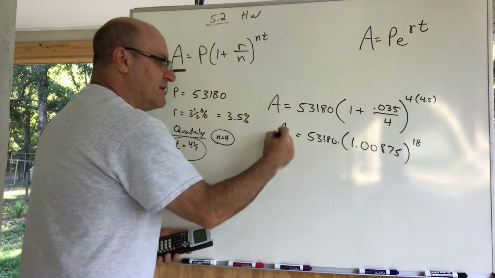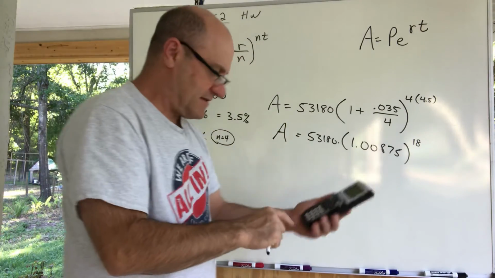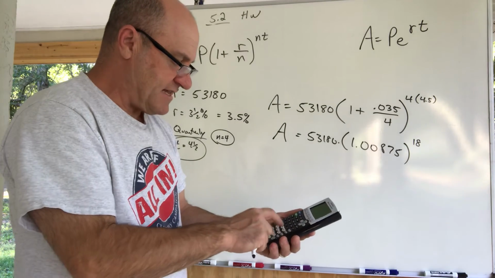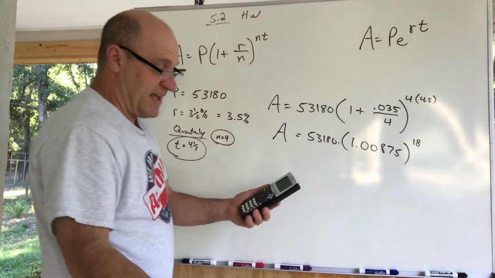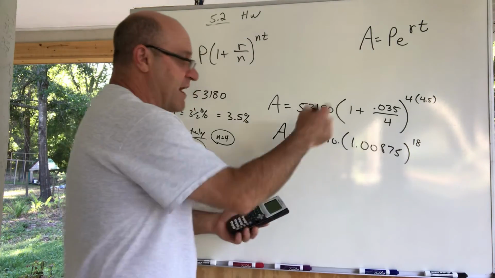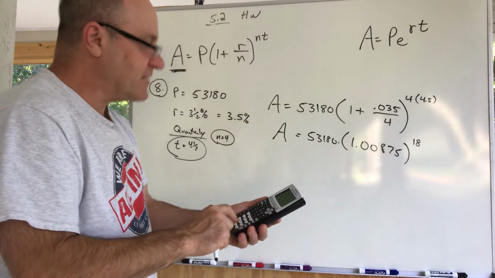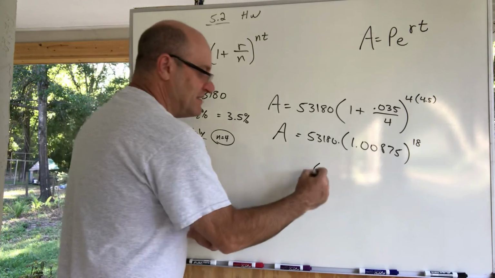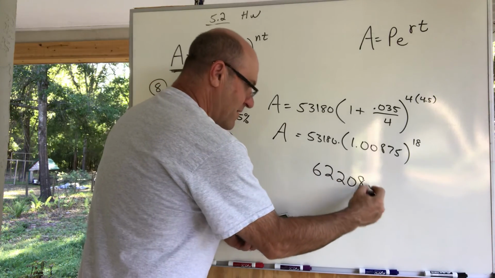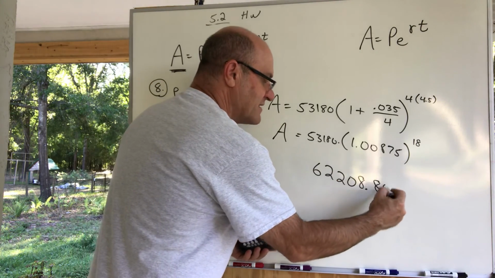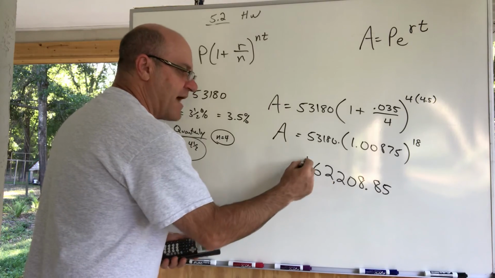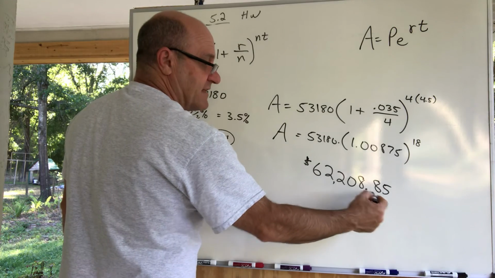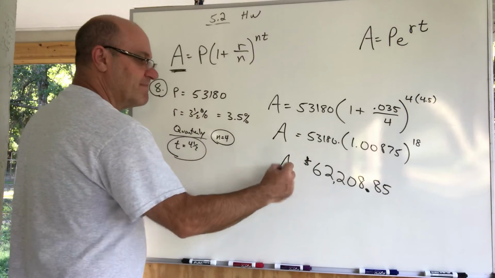And so now I'm ready to do a couple more moves. Let's see. 1.00875 raised to the 18th power is some little decimal, 1.17 roughly. I'm going to go ahead and multiply by the 53,180. And the answer is 62,208.85. In all these money problems, we should round to the hundredths place, which is the pennies or the cents. Cool. That was fun.